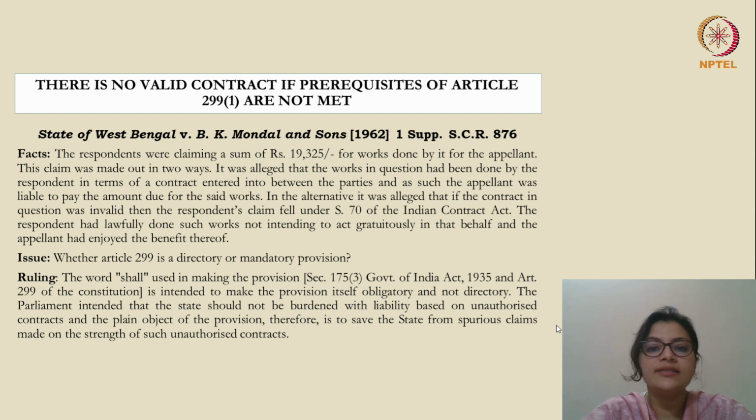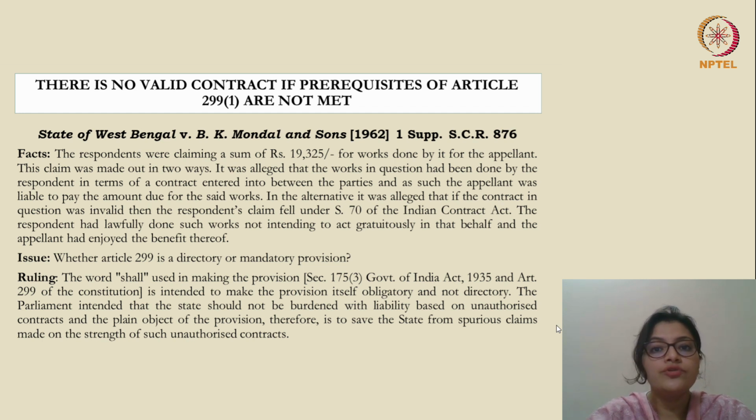And secondly, they had said that even if they leave the contract aside, their claim fell under Section 50 of the Indian Contract Act. So basically, they had said that they had lawfully done some construction work. There was no intention to do the work gratuitously. And since they had done the work and the officials had enjoyed the work that they had done, they were entitled to be compensated. So the provincial government basically denied this claim.